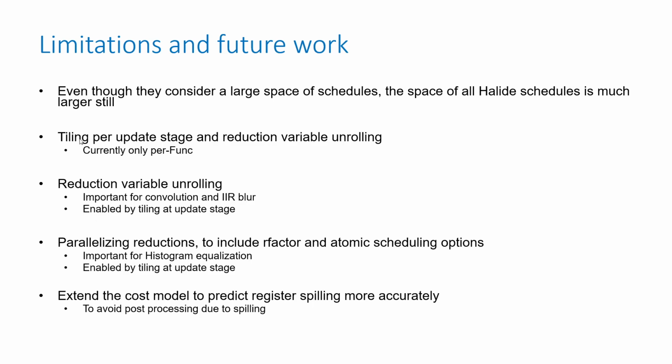Also, tiling at the update level is going to enable parallelizing reductions to include rfactor and atomic scaling options, and this is important for the histogram equalization benchmark. Also, as mentioned before, they have to extend the cost model to predict register spilling to avoid post-processing because of it.